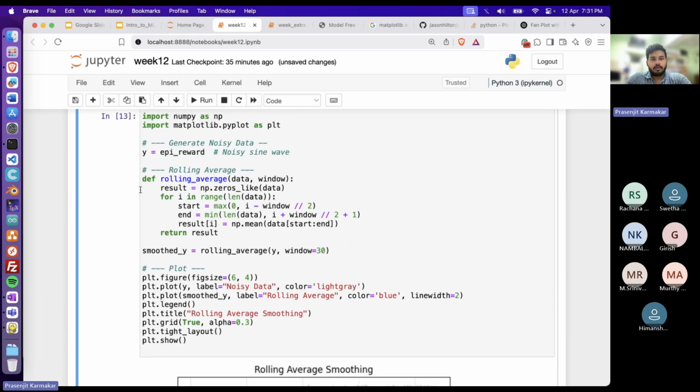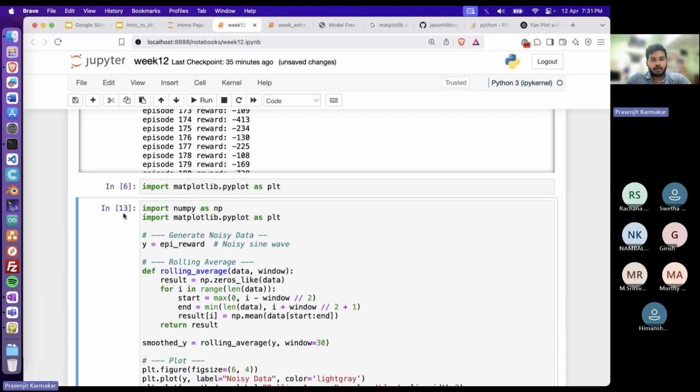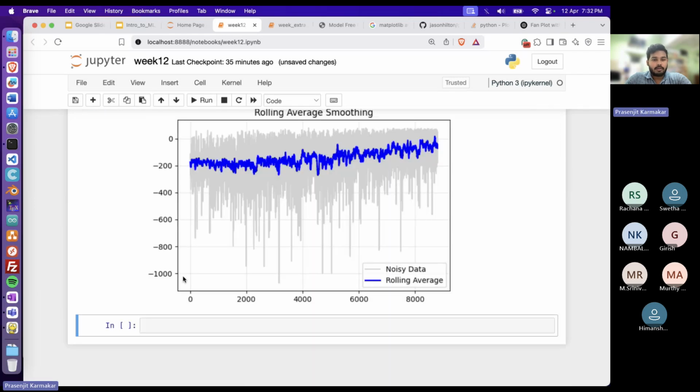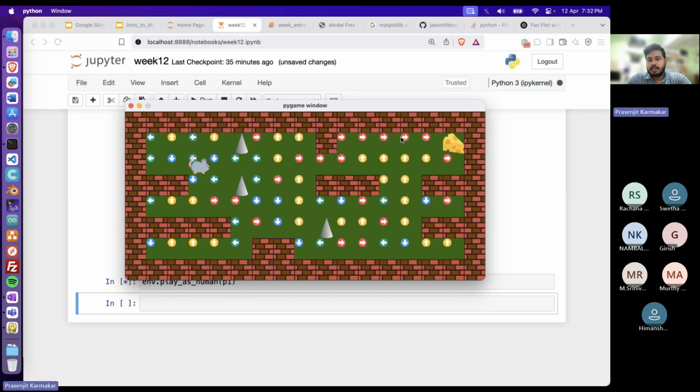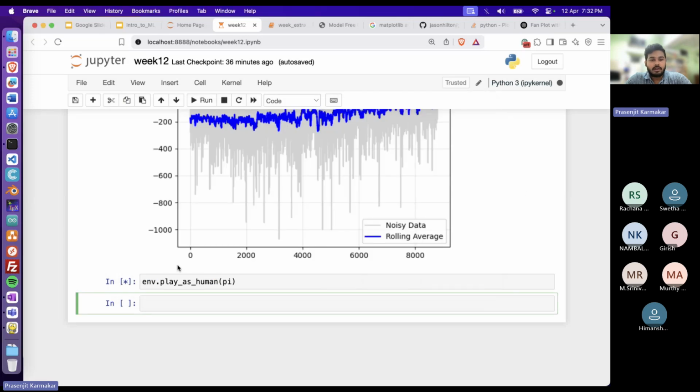after kind of roaming around a bit. Let's see our policy. What is our policy? So environment dot play as human file. So this is currently our policy. See, it can kind of take random actions at those places and still reach our cheese in nearby states, right? So it's still not able to learn how to traverse this region, but it's learned how to traverse this region, right?